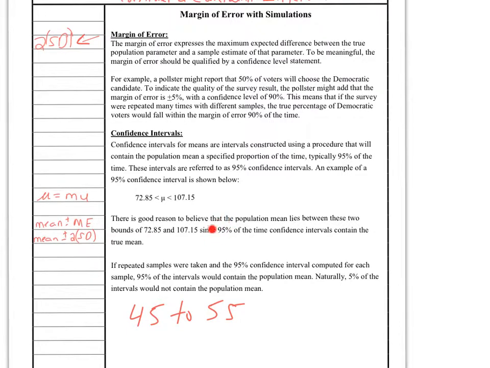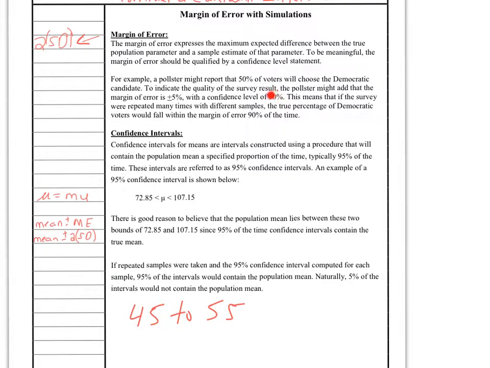When we have a 95% confidence interval, what we're saying is if repeated samples were taken, and we computed a 95% confidence interval for each sample, 95% of the intervals that we would create would contain the true mean, the true average. The same is true for this problem up here. This is a 90% confidence interval, but same idea.